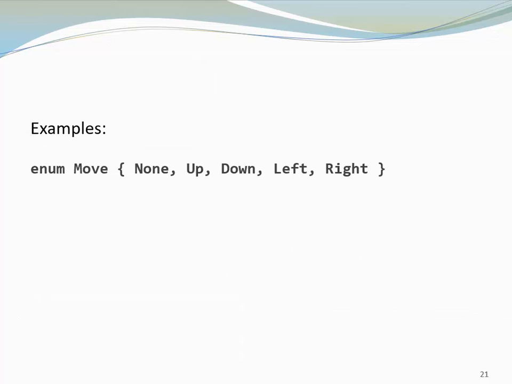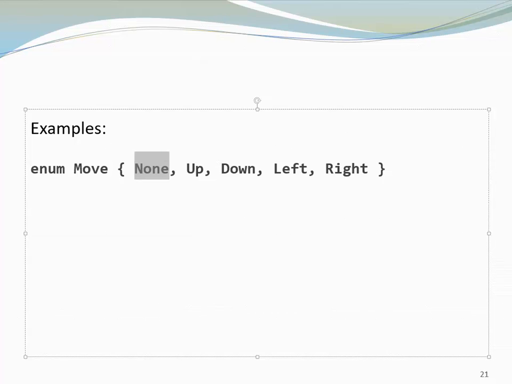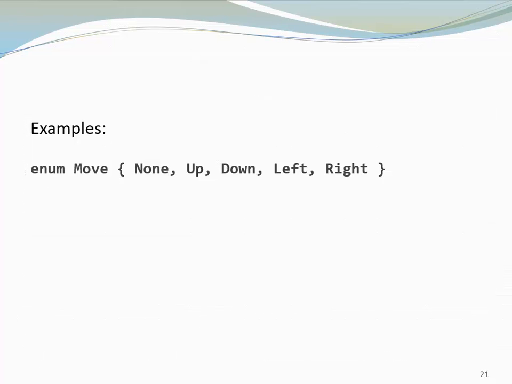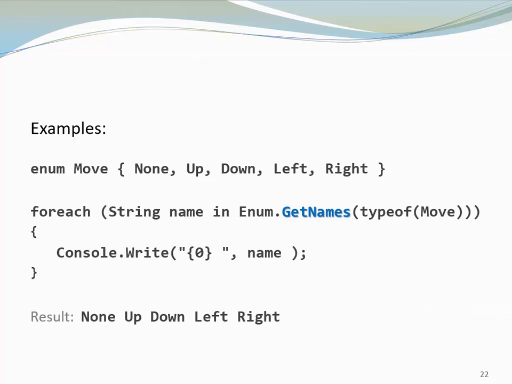Let's have a look at an example. Here my enum is move. I have up, down, left, right, and I have this extra none as my default for the case that my move hasn't been specified yet. Now, when I want to access all the different names of my enum, I have to provide the type of my enum. There is a temptation sometimes to just provide move, but move is the name of my enum. I need the type. In order to get the type, I need to use this extra operator keyword typeof.